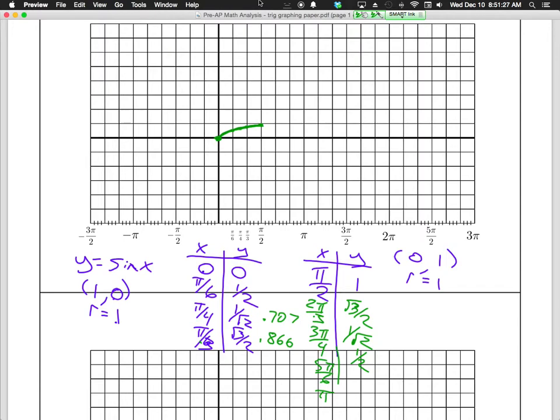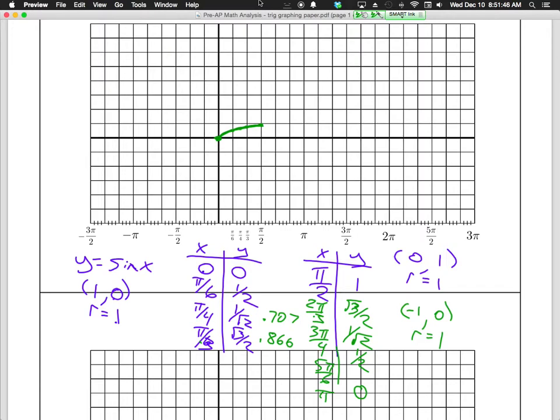Okay, and then what about pi? What are we dealing with at pi? We're dealing with a quadrantal. What's my ordered pair for pi? -1, 0. My r is 1. Definition of sine? Y over r, so that makes it 0 over 1, which gives me 0. So I've got some more points.